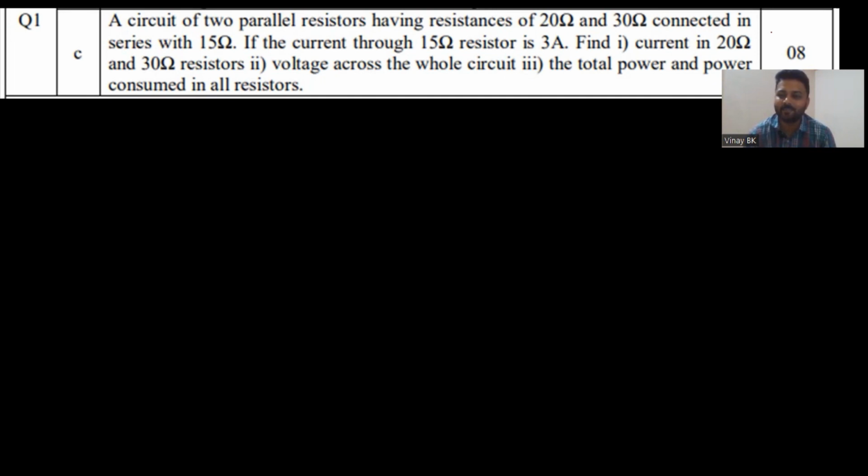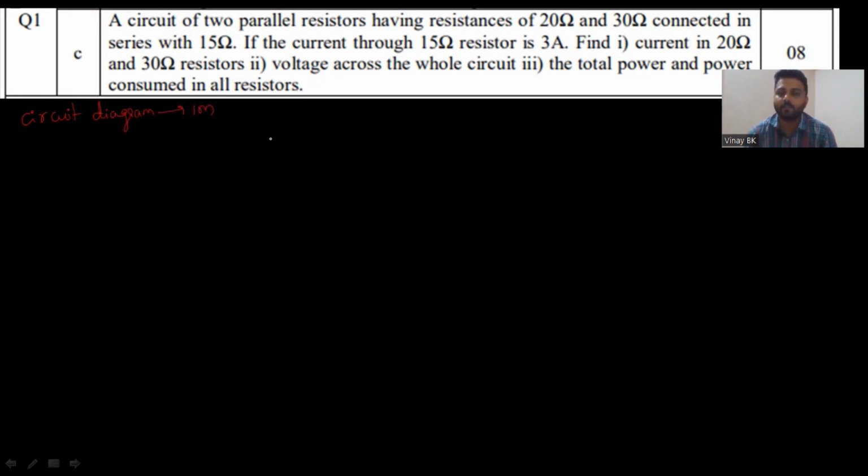That's nothing but a series-parallel combination of resistors problem. They asked for a circuit of two parallel resistors, which means you only have to draw the circuit diagram. Drawing the circuit diagram also carries weightage, so you may get 1 mark for drawing it, because they have not given any circuit diagram.